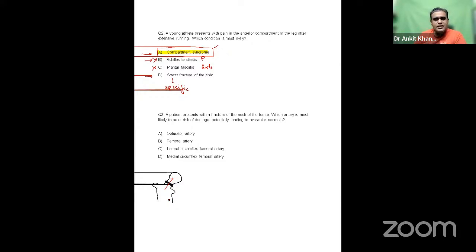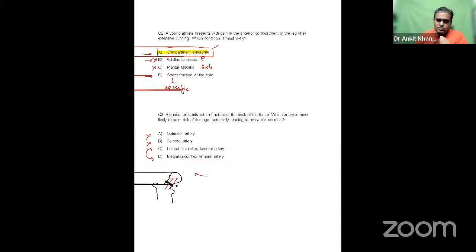Coming to the first and second options, you can easily rule them out because the obturator artery comes from the medial aspect, not at the neck of the femur. The femoral artery is a huge artery running anteriorly in the anterior compartment of the thigh, and it gives off the profunda femoris artery, which gives off the circumflex femorals. So you can easily rule out options A and B. Now you're left with the lateral and medial circumflex femoral arteries. Both of them are at the neck of the femur and go towards the head. Which one to choose?